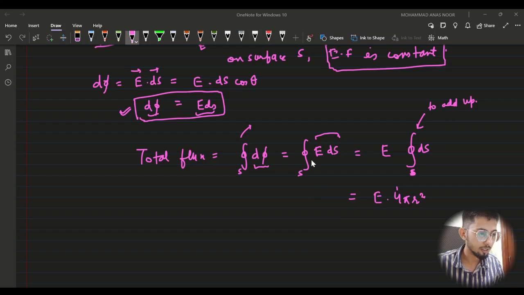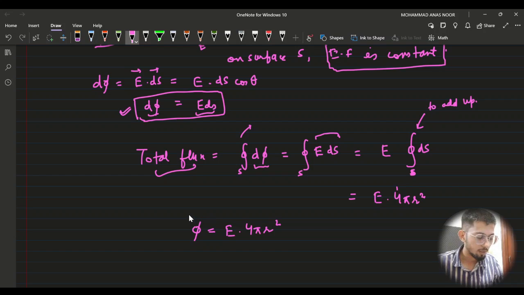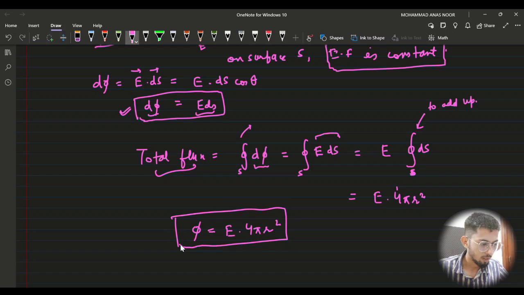So on this side we had the total flux, which is phi, and what we have got is E into 4 pi r square. So this is what we have got for phi. Now what we need to prove is phi is q by epsilon naught. How do we do that?